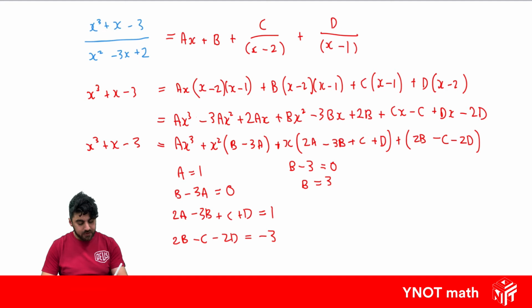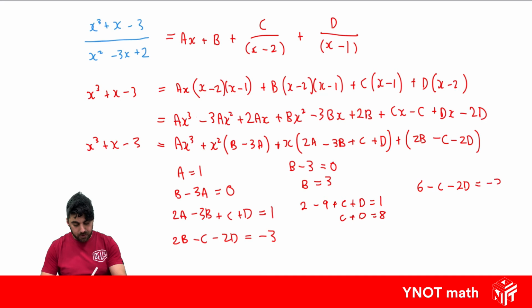Now, we can just use these two equations now to solve for c and d. So we've got 2 times a, which we know is 2, minus 3 times 3, which is minus 9, plus c plus d equals 1. We can tidy this up. 2 minus 9 is minus 7, and taking to the other side, we're going to get c plus d equals 8. Our other equation, we've got 2 times b, which we know b is equal to 3, so we get 6, minus c minus 2d equals minus 3.